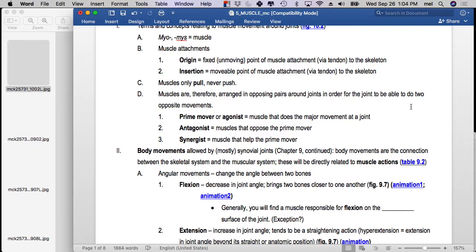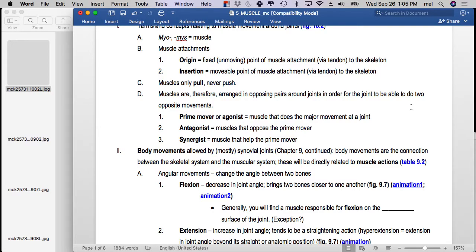And those 2 points are usually referred to as the origin and the insertion of the muscle. Some textbooks, by the way, prefer superior attachment and inferior attachment, or proximal or distal attachment. I like origin and insertion because it tells you functionality pretty quickly, so I'm generally going to use those.